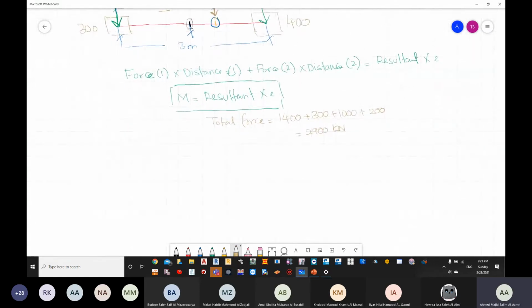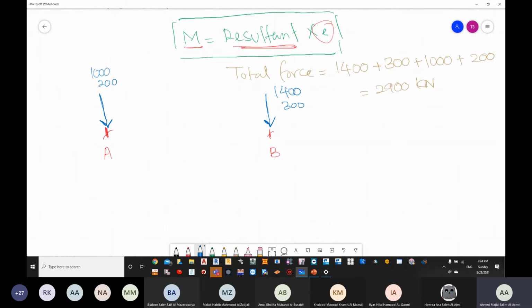Now, in order to do that, this is a point A, this is a point B. We have our resultant. In order for us to calculate E, we need to calculate the moment. Now we have loading here, which is 1,200, and then here we have another loading, which is 1,400, and then 300. The distance between these two points is 3 meters. Okay. Can you calculate for me M about A, the moment about point A?